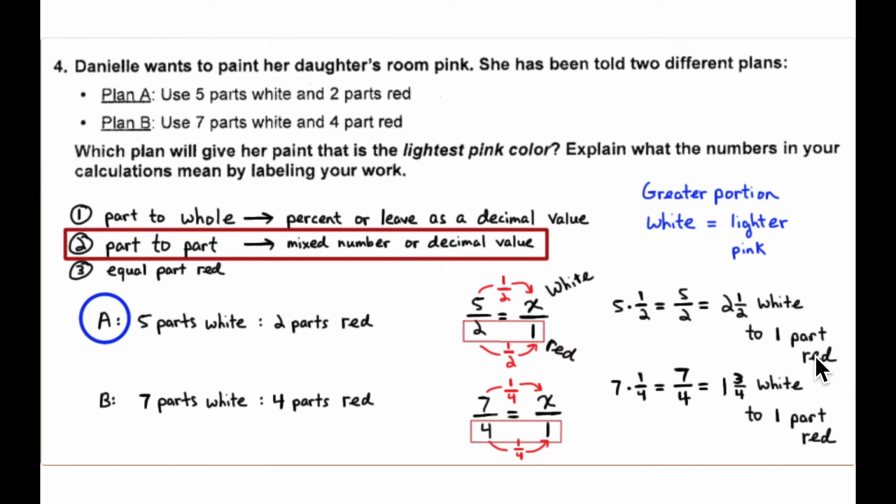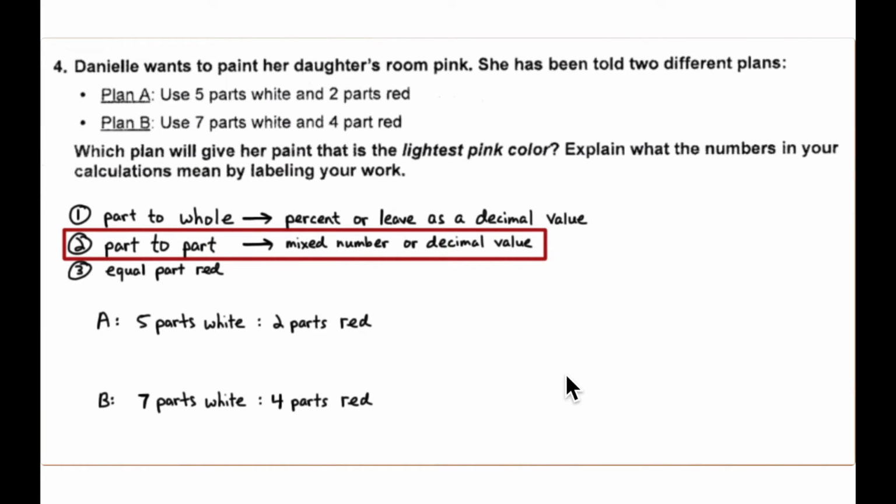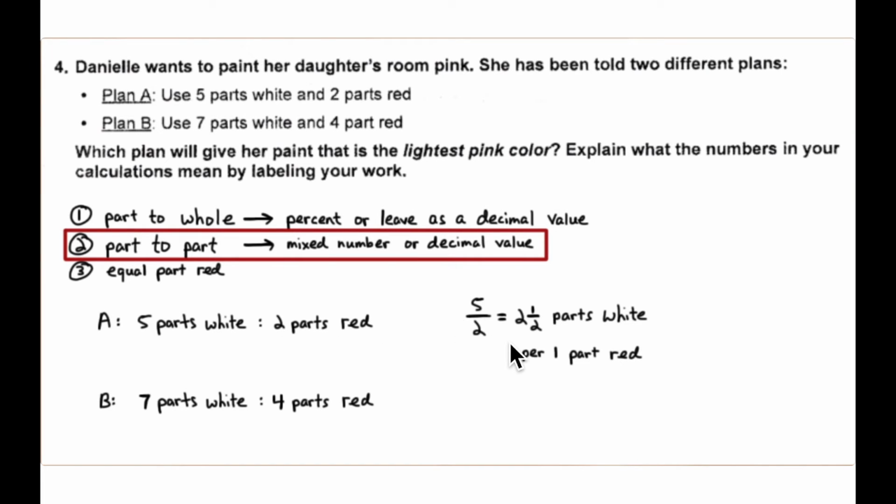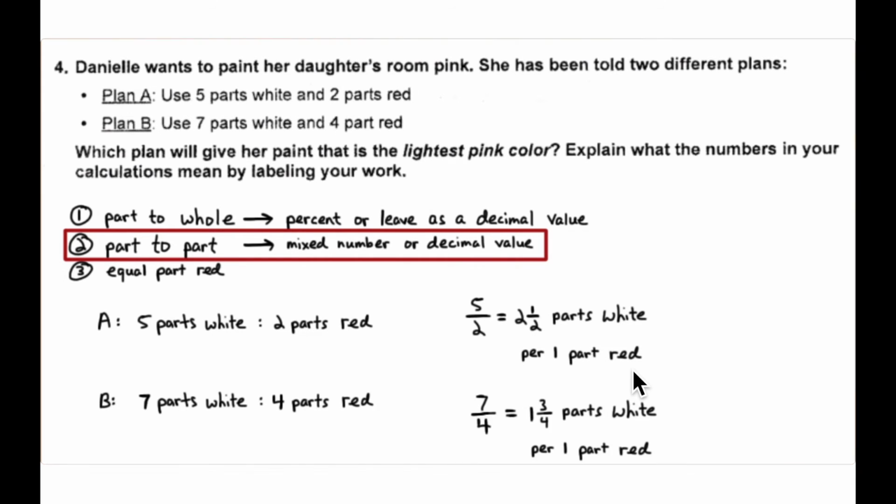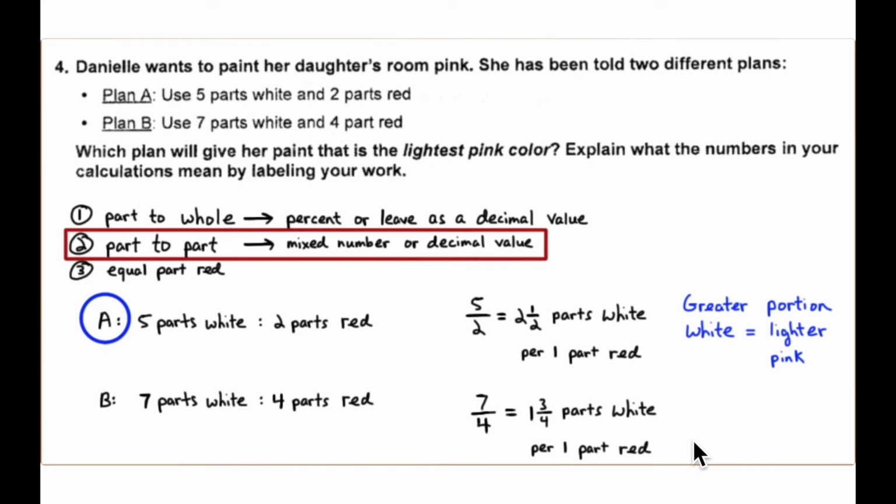And of course, A is going to be the answer all the time because you're not changing the numbers. Now, most people will look at this and just say, well, let's use the fraction and just change it to a mixed number, and that tells you how many parts you have per 1 part red. So 7/4 as a mixed number is 1 3/4 parts white per 1 part red. So you get the same answer, but it's useful to look back at the proportion and understand where these numbers are coming from and why it gives you per 1 part red.